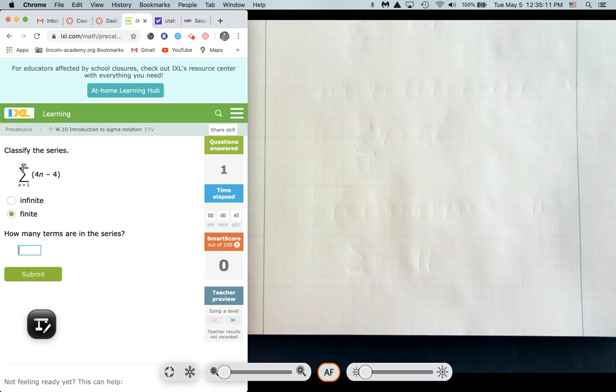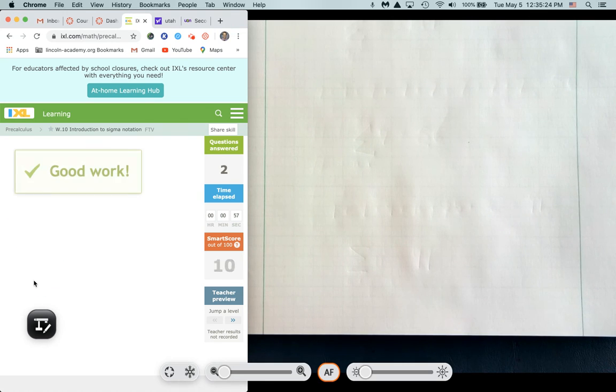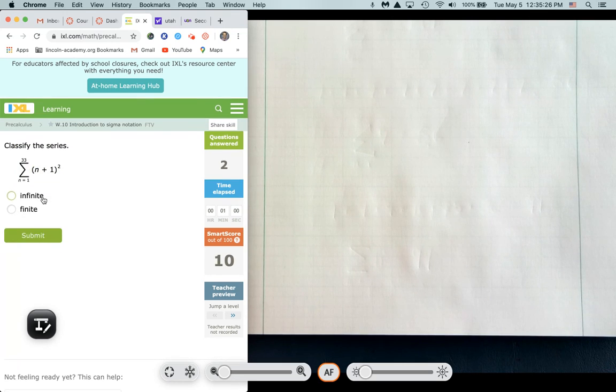If there's a number 46 up here, it's going to be finite. And then it just asks how many terms are in the series. So if I go from 1 to 46, there are obviously 46 terms. So again, it shouldn't be very difficult, this first one. If I'm going from 1 to 33, it's definitely finite, not infinite. How many terms? Well, if I go from 1 to 33, there would be 33 terms.